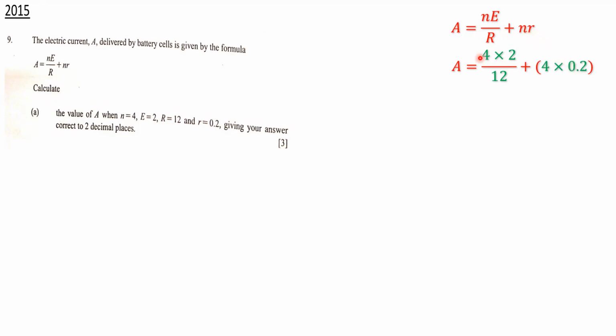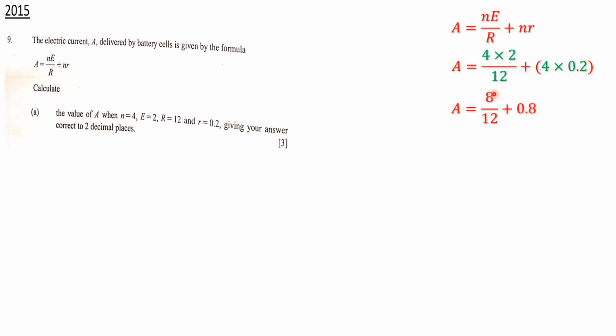And so what we're going to do here is multiply, because when you see them close to each other, that means multiplication. So we have 4 times 2. What is 4 times 2? Well, 4 times 2 is 8. And so here we're going to have 8 all over 12. That's this portion. Now, what is 4 times 0.2? 4 times 0.2 is definitely 0.8.